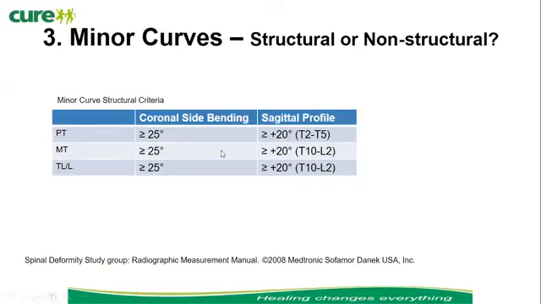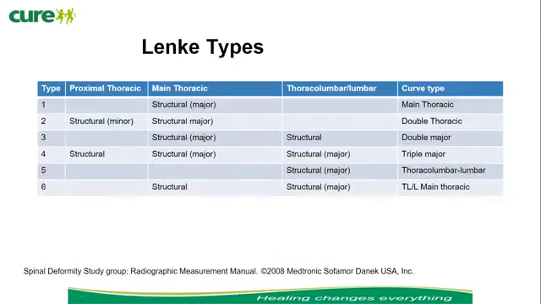For the main thoracic, you still look at the thoracolumbar junction and see whether there is a kyphosis there. And also for the thoracolumbar or lumbar curve, if there is an increased kyphosis at the thoracolumbar region, then you might also declare them to be structural curves, even though the amount of degrees on side bending films is less than 25 degrees.